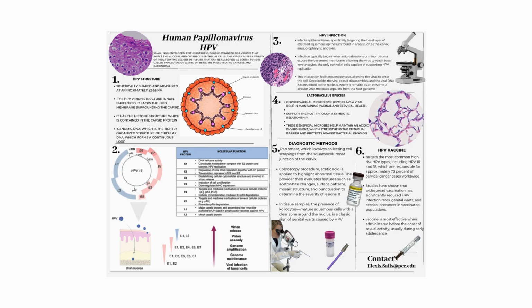HPV is made up of distinctive structures and appears like a golf ball due to the shape and organization of the capsid proteins, which are L1 and L2. The HPV virion structure is non-enveloped, which means it lacks the lipid membrane surrounding the capsid. It also has histones, which are contained in the capsid, as well as genomic DNA, which is a tightly organized structure of circular DNA that forms a continuous loop.